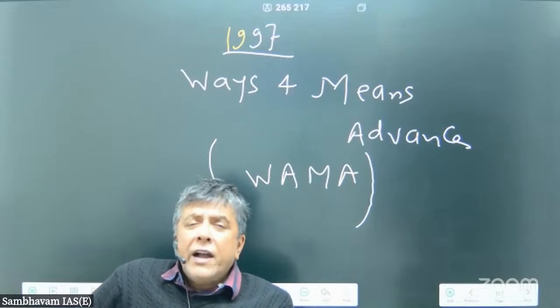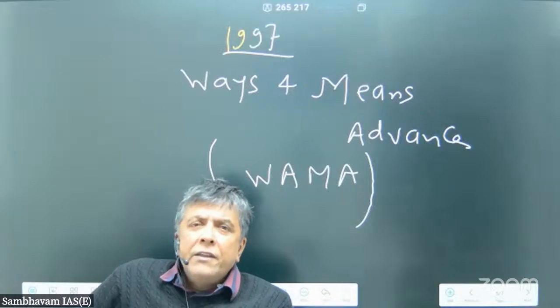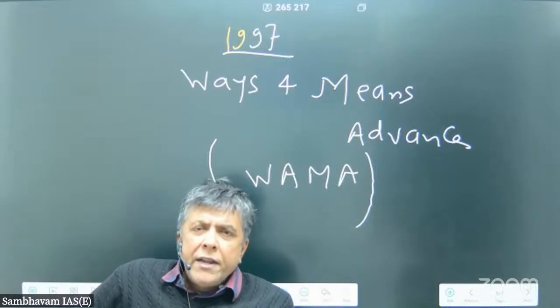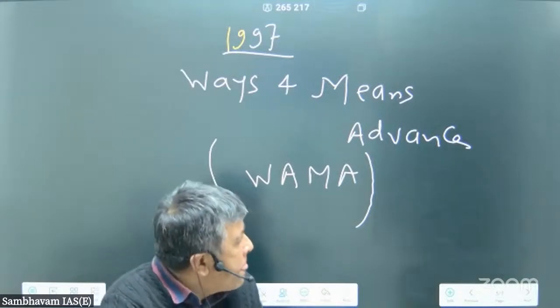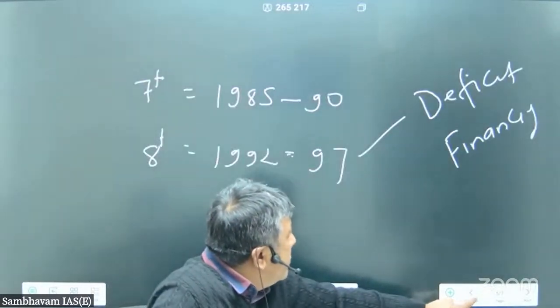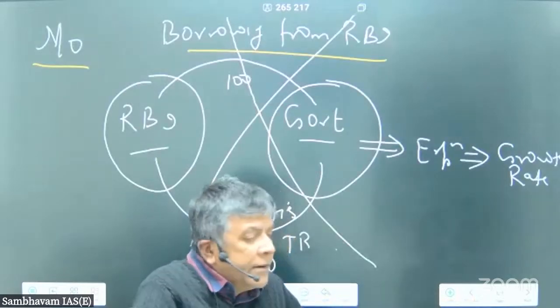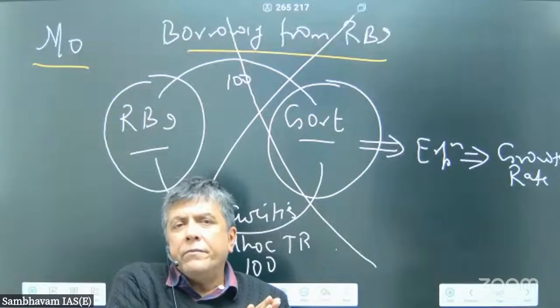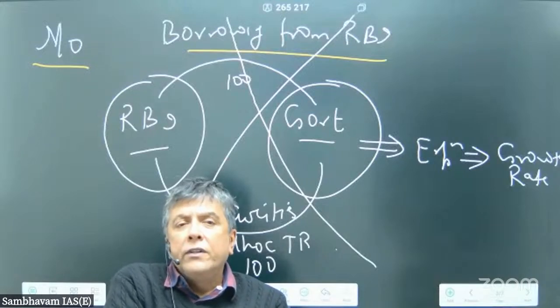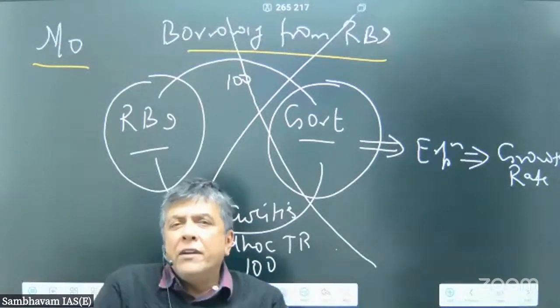Moreover, the book I have suggested, where everything is mentioned regarding ways and means advances. So I hope this is clear. Now come to final conclusion. Deficit financing. Ultimately, it was given up, but it led to destruction of Indian economy.